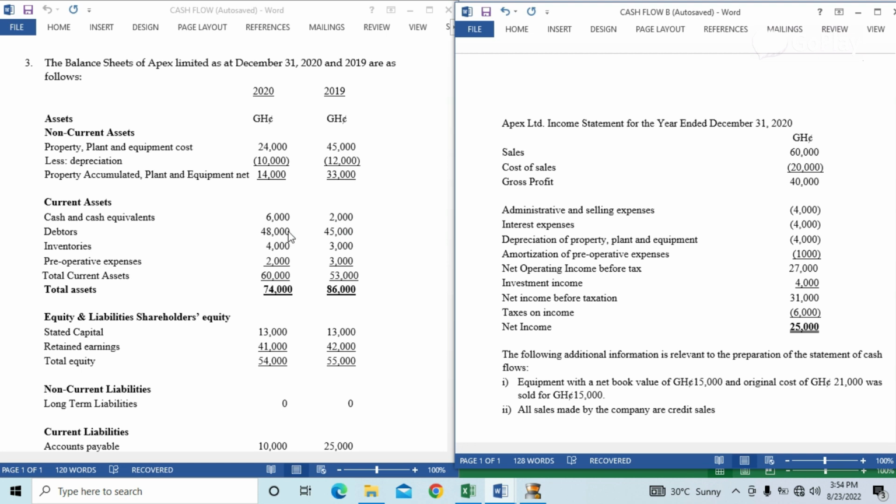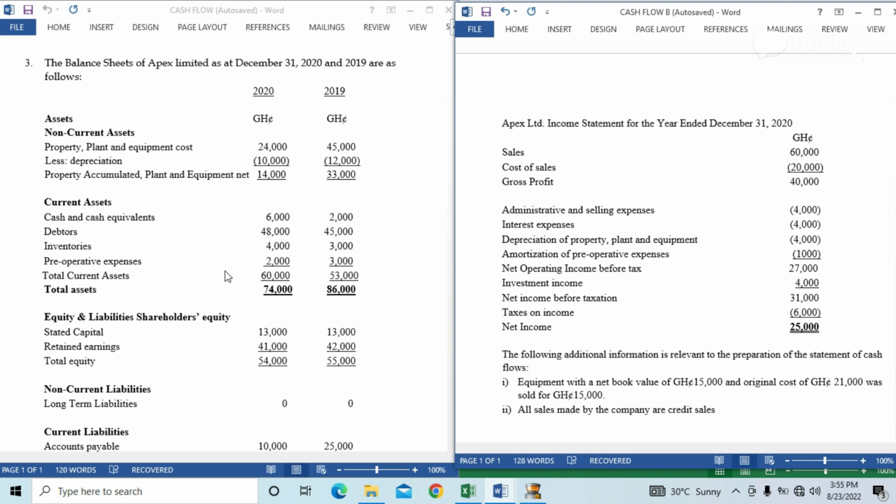Why? The assumption is simple. Maybe the organization gained that asset increment, the extra 3,000, by using money to purchase it. So you subtract the amount. That's the assumption. Likewise, if the current asset has reduced, as we can see here in the case of pre-operating expenses, in 2019 it was 3,000, in 2020 it's now 2,000. So the difference, 1,000, we are going to add it. It is assumed that the organization sold that particular asset and received money.